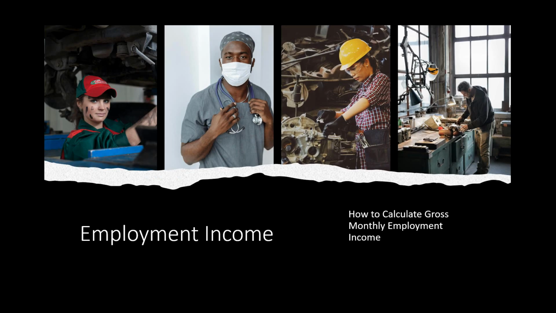Welcome back to another video on calculating Virginia child support. Today we are going to address how to calculate employment income. In most child support cases, the monthly gross income comes from employment income. Typically, employers compensate their employees on a salary basis or an hourly basis. Here we are going to take a deep dive into how to calculate gross monthly employment income based on salary and hourly compensation.